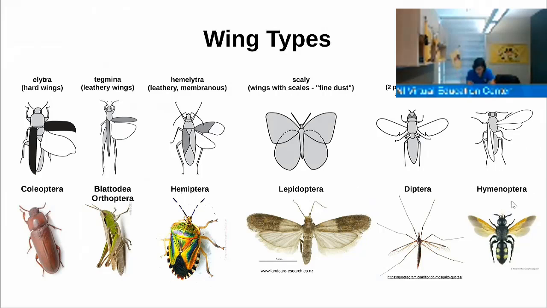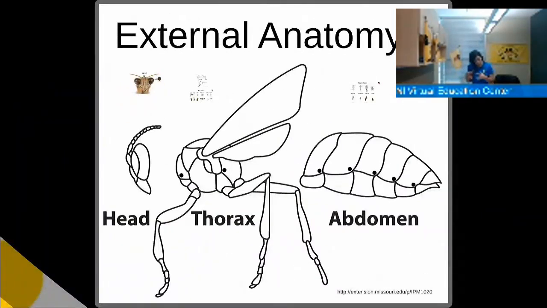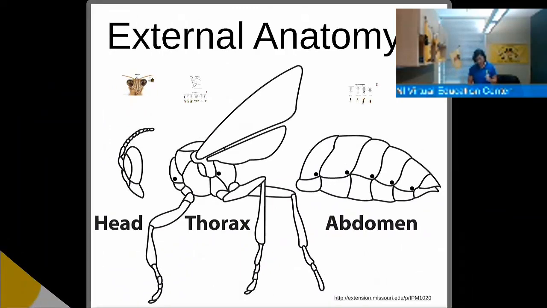Hymenoptera, so the wasps and bees, they have membranous wings that look like membranes. So now you have a base on what to look for in order to identify.